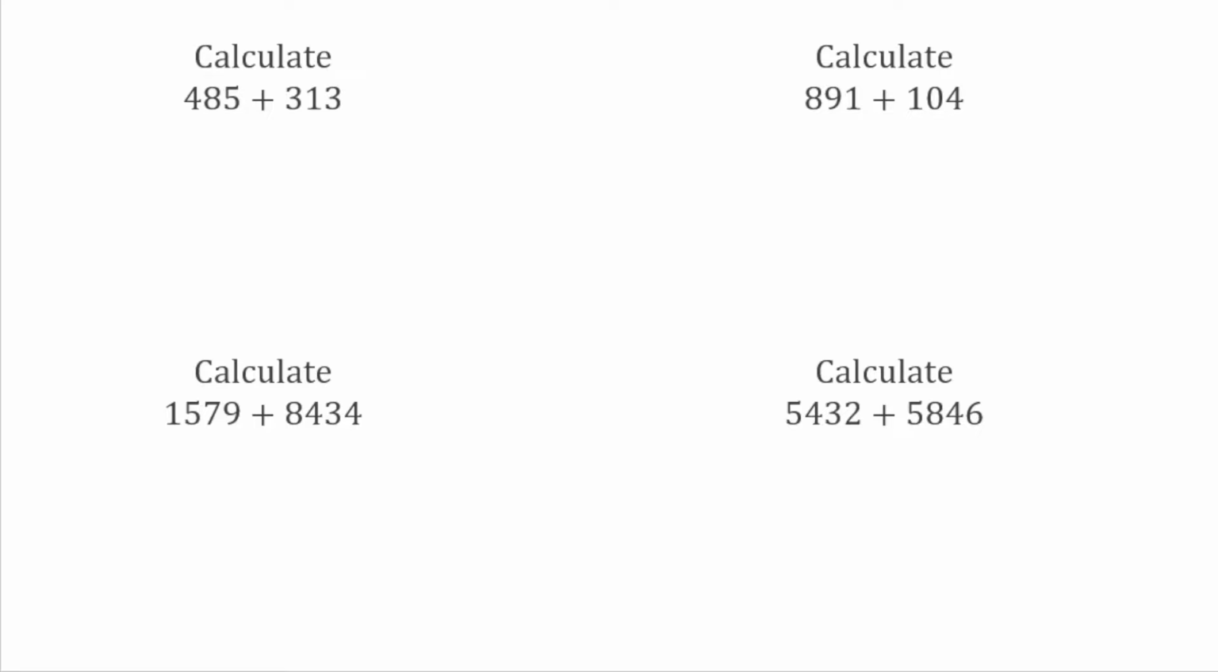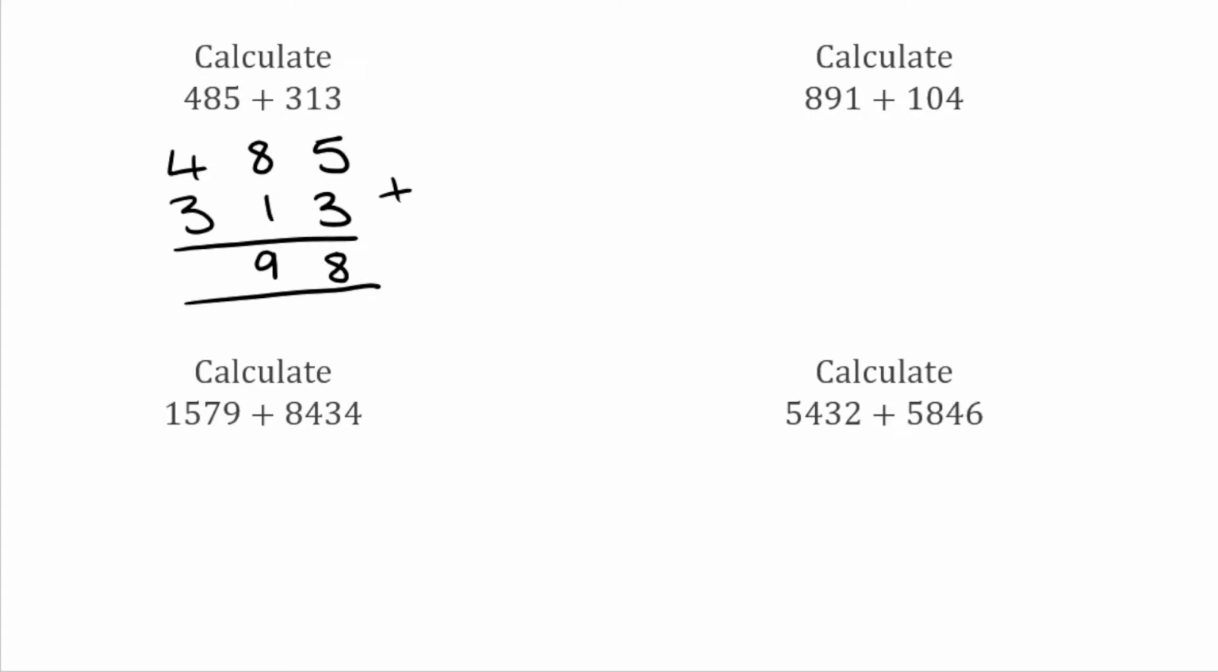Okay, for this first one, we have 485 add 313. To begin with the right-hand column, we have 5 add 3, which is 8, 8 add 1, which is 9, and then 4 add 3, which is 7. So our answer to this one would be 798.